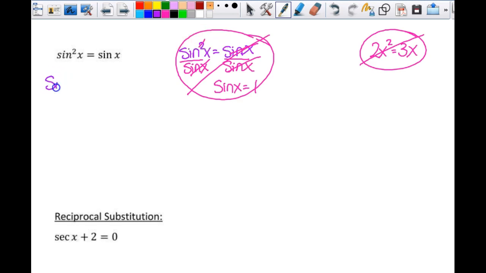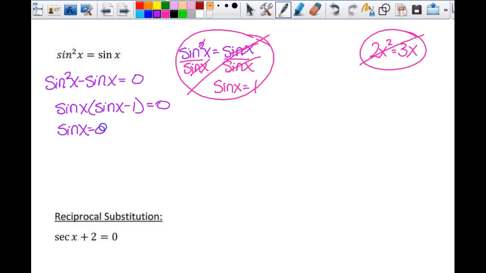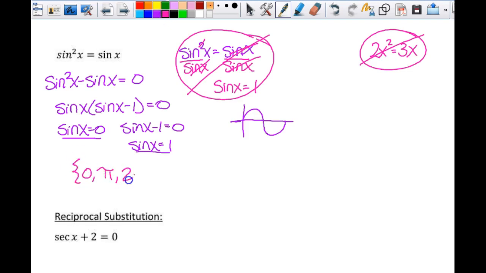Here, I can move things over in factors. So if I subtract sine x from both sides, I'm going to get sine squared x minus sine x equals 0. Then I can factor, right? So this gives me sine x times sine x minus 1 equals 0. That means sine x equals 0 or sine x minus 1 equals 0, so sine x equals 1. How many times does sine of x equal 0? 3 times. So this is going to give me 0, pi, and 2 pi. How many times does sine of x equal 1? Once. And when is that? Pi halves. And see how you can see it on the graph, too. There's only once where the graph actually hits 1. We all good?